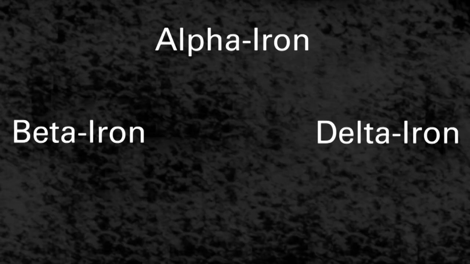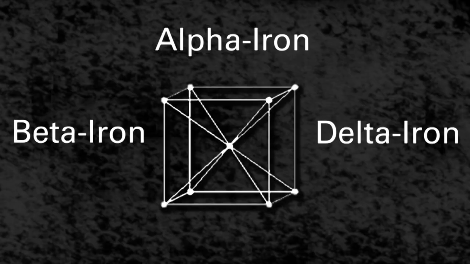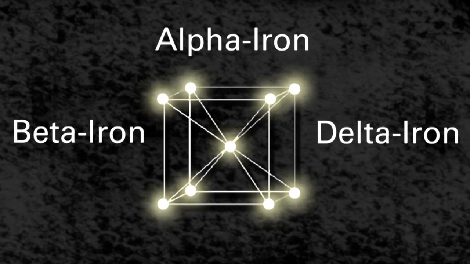Alpha iron and beta iron and delta iron each have a body-centered cubic structure. In this structure, there is an iron atom at the center of the cube, which is linked to all 8 iron atoms at the vertices of the cube.